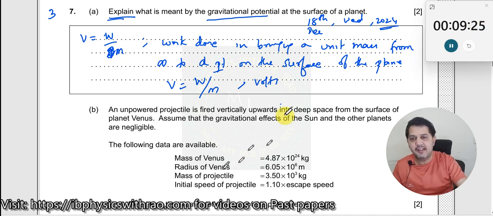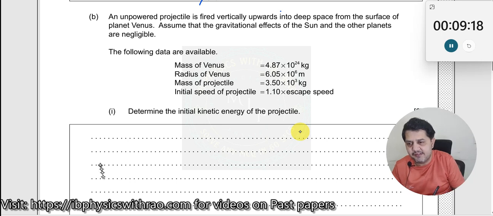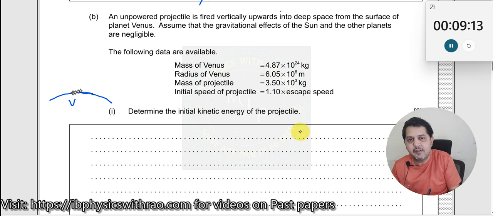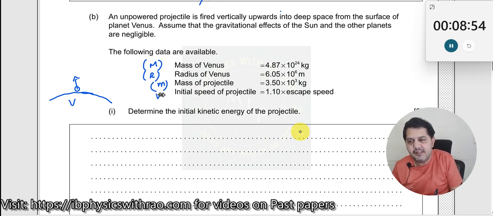Now let us move on to the next question. An unpowered projectile is fired vertically upwards into deep space from the surface of the planet Venus. So this is the planet Venus, and you are firing a projectile vertically upwards like this. Assuming the gravitational effects of the sun and other planets are negligible, the following data is given. Mass of Venus, capital M, radius of it, mass of the projectile, and initial speed of the projectile V, which is 1.1 times escape speed.